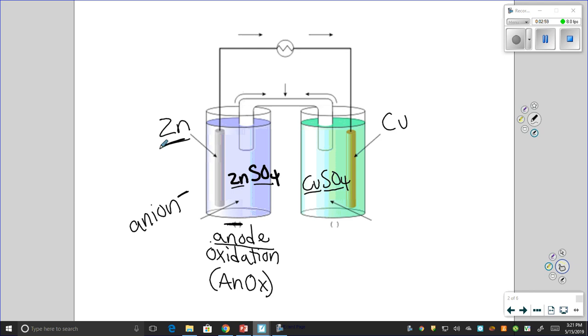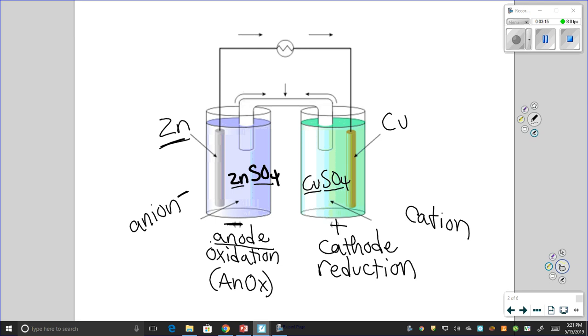On this side, we have our cathode. You might think, well, cathode kind of sounds like cation. Cations are positive. This side will be positive. Our cathode will be the site of our reduction. A way to remember that is red cat, reduction at the cathode.